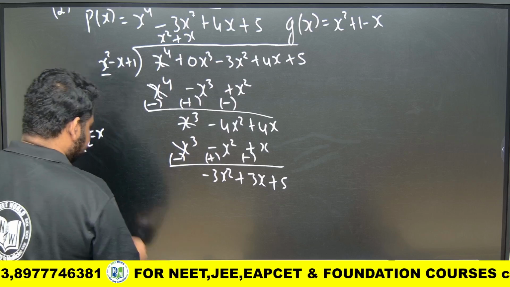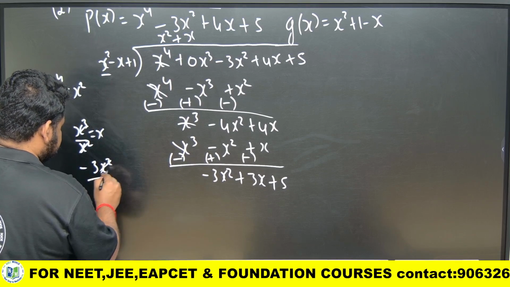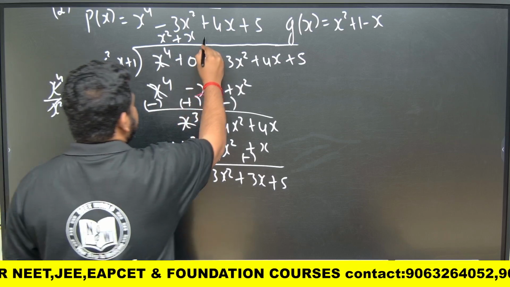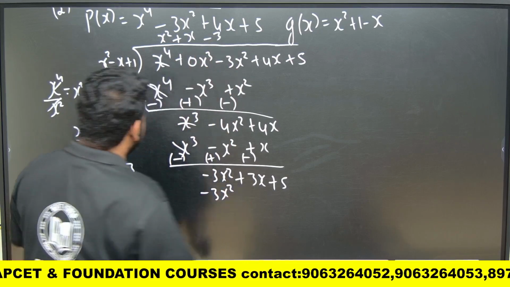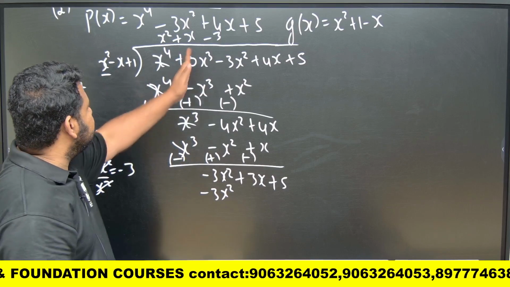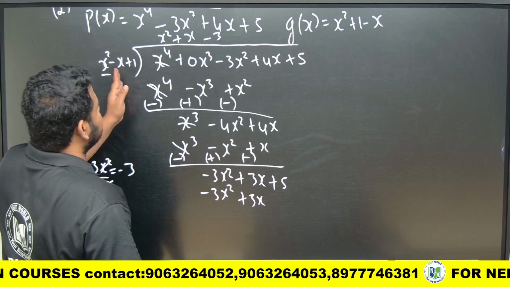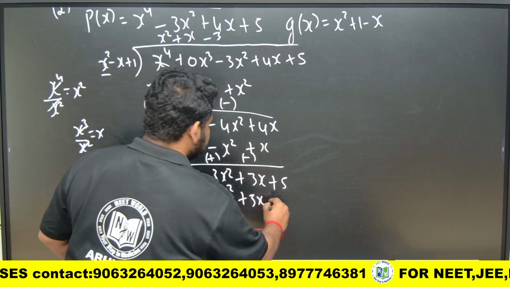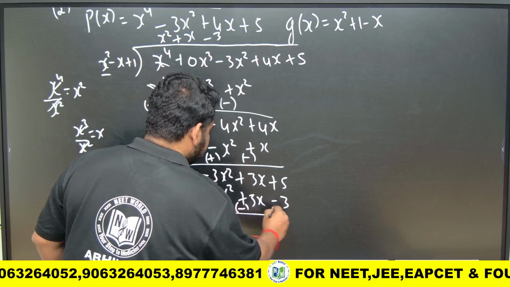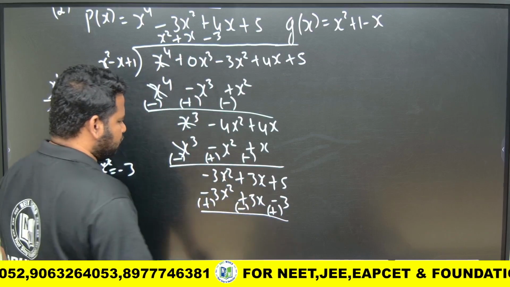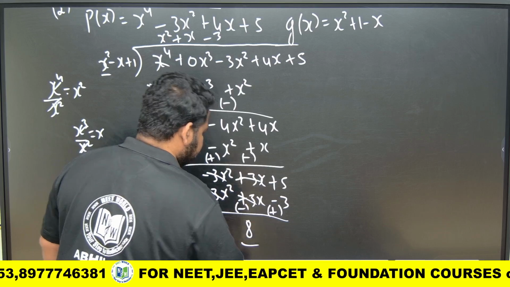So what can I write, friends? Minus 3x square divided by x square, x square cancels, I have minus 3. So let me write minus 3 here. X square into minus 3 is minus 3x square. Now minus into minus is plus, that is plus 3x. Plus into minus is minus 3. This will be plus, this will be minus, this will be plus. This and this cancel, this and this cancel. What is the remainder that I have? I have 8.